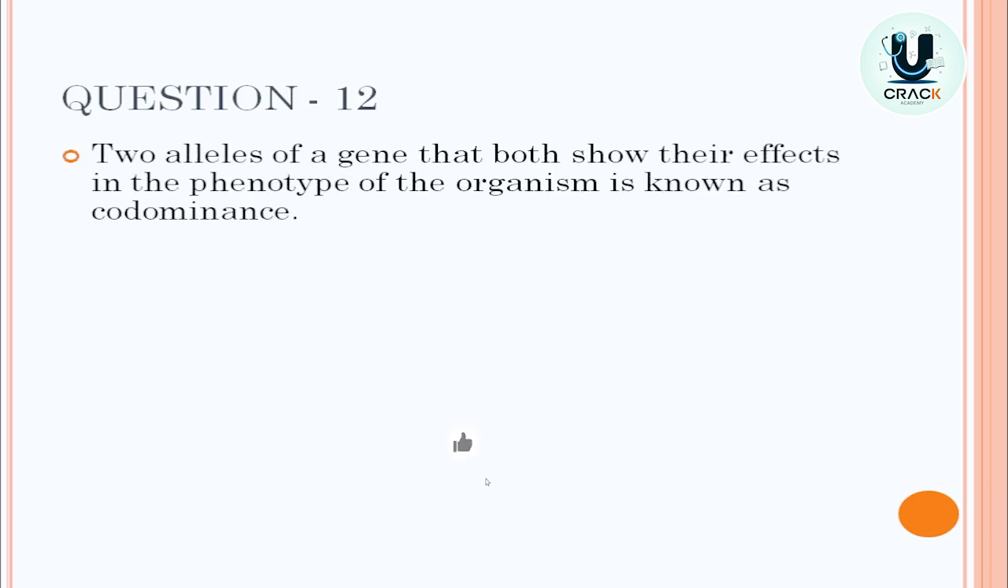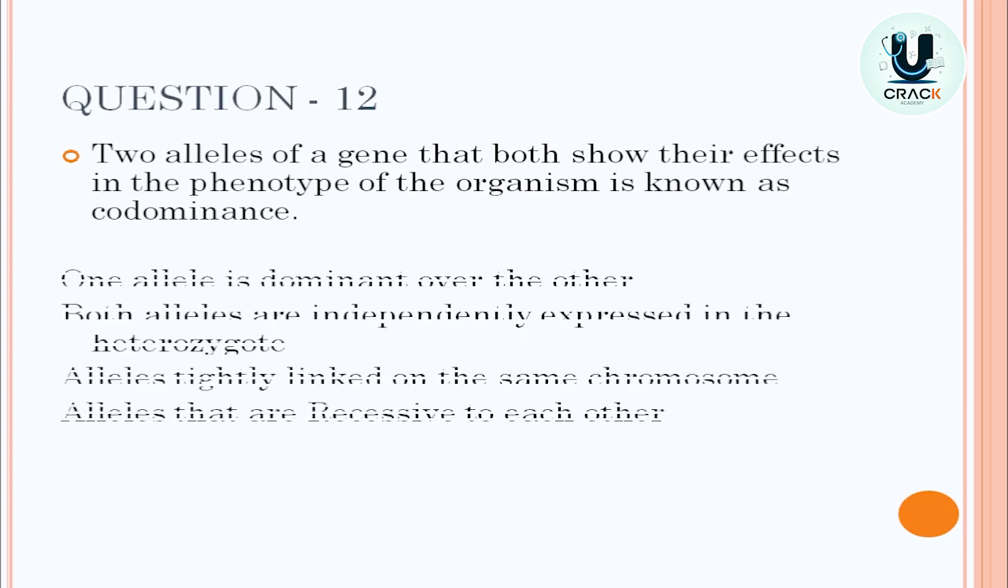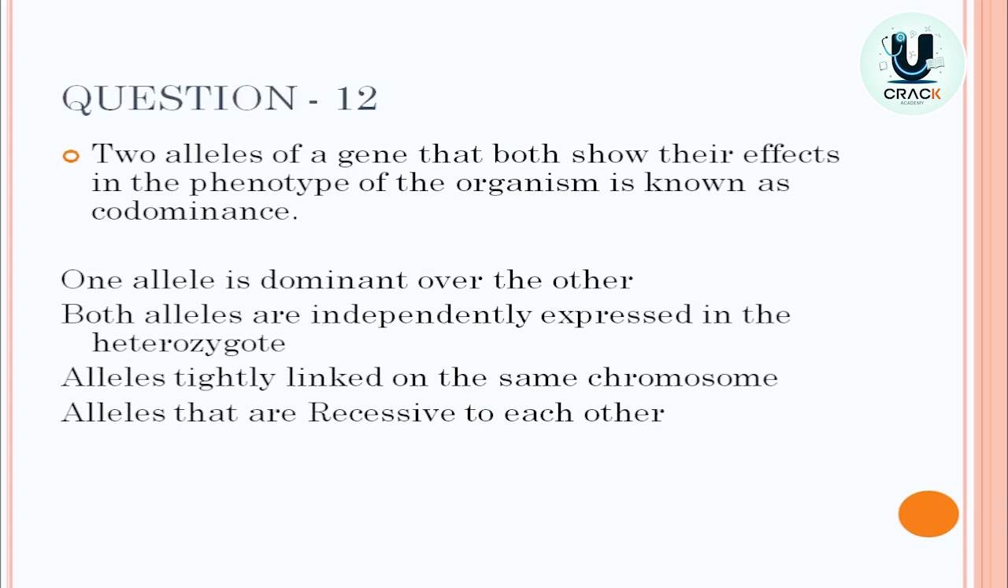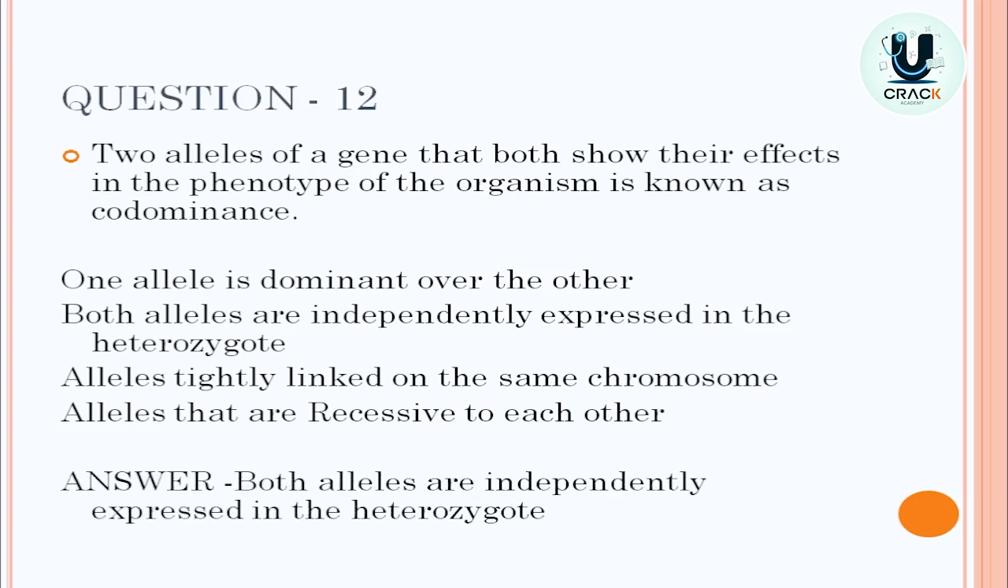Question number 12. If two alleles of a gene both show their effects in the phenotype of the organism, it is known as codominance. One allele is dominant over the other. Both alleles are independently expressed in the heterozygotes. Alleles tightly linked on the same chromosome. Alleles that are recessive to each other. Answer: both alleles are independently expressed in the heterozygotes.